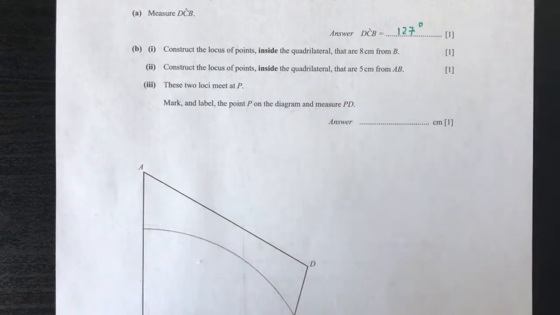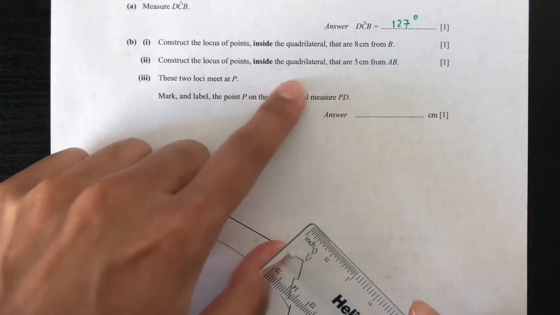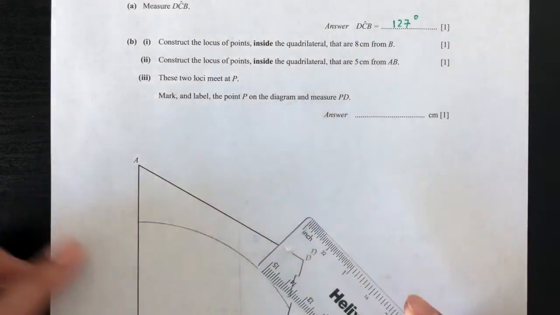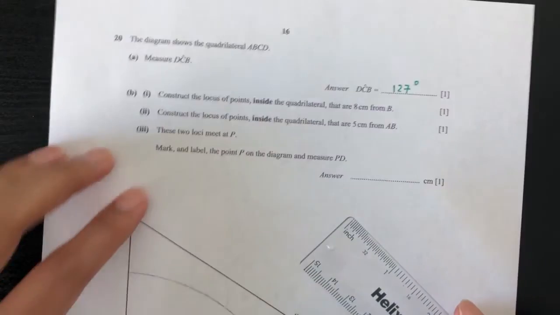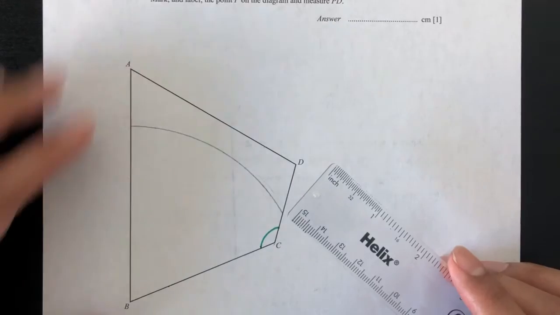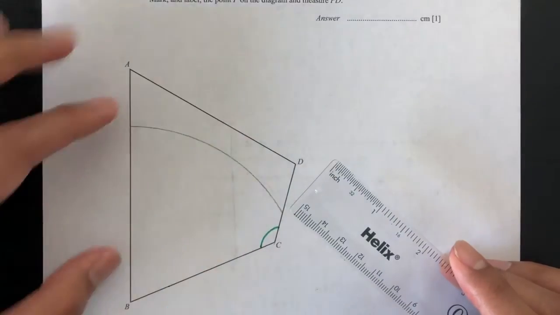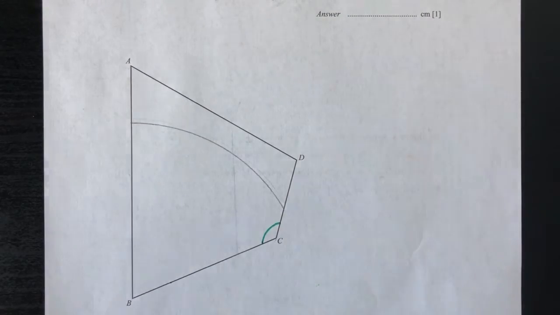Okay, now moving on to part 2, we have to construct the locus of points inside ABCD that are 5 centimeters from AB. So AB is a straight line. We have to draw the locus of points that are 5 centimeters from the line AB. It will be another line which is parallel to AB, which is 5 centimeters from AB. So the way to do this is pretty easy.